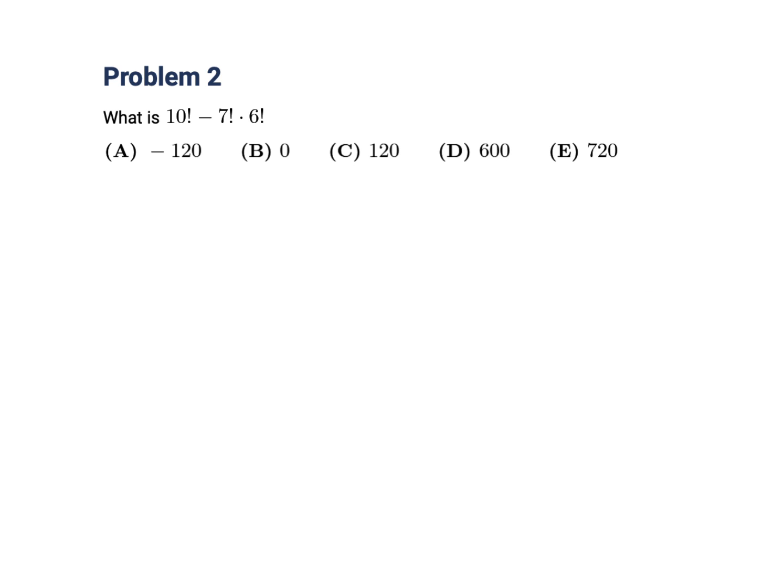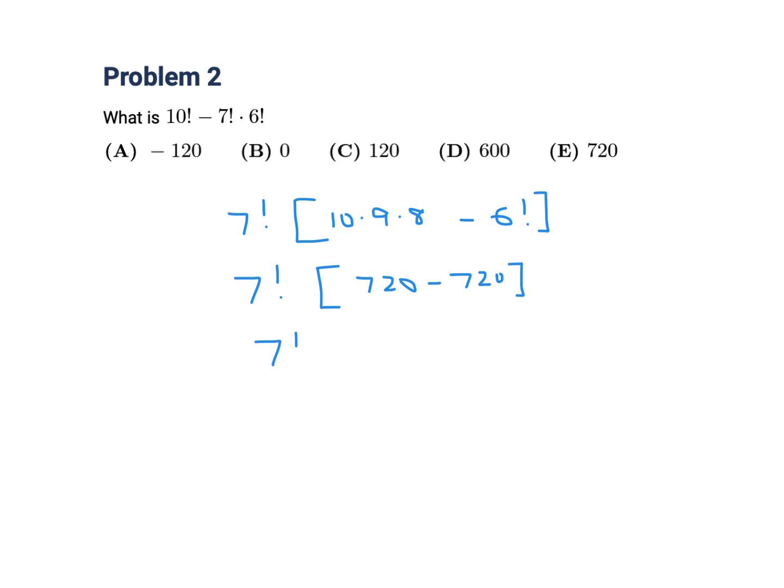What is 10 factorial minus 7 factorial times 6 factorial? Let's factor out a 7 factorial, and when we do, we get 10 times 9 times 8, and then that would be minus 6 factorial. And I think at this point, I'll just do it manually. This is 720, and that's 720. Oh, okay, well, I guess that's 0 then. So it all boils down to 0. So A is, let's see, what's the answer? B.